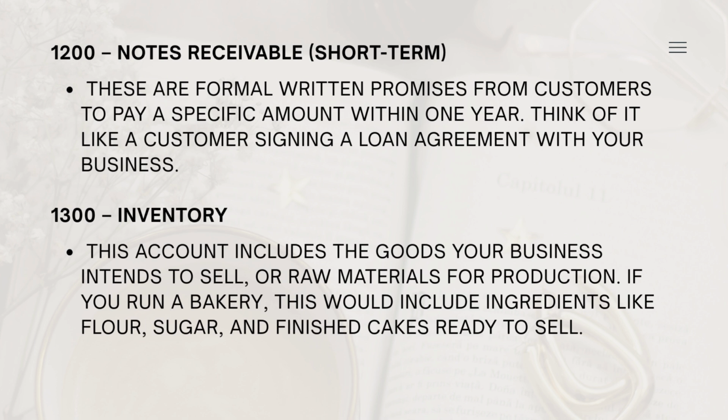1200, notes receivable, short term. These are formal written promises from customers to pay a specific amount within 1 year. Think of it like a customer signing a loan agreement with your business. 1300, inventory. This account includes the goods your business intends to sell or raw materials for production. If you run a bakery, this would include ingredients like flour, sugar, and finished cakes ready to sell.